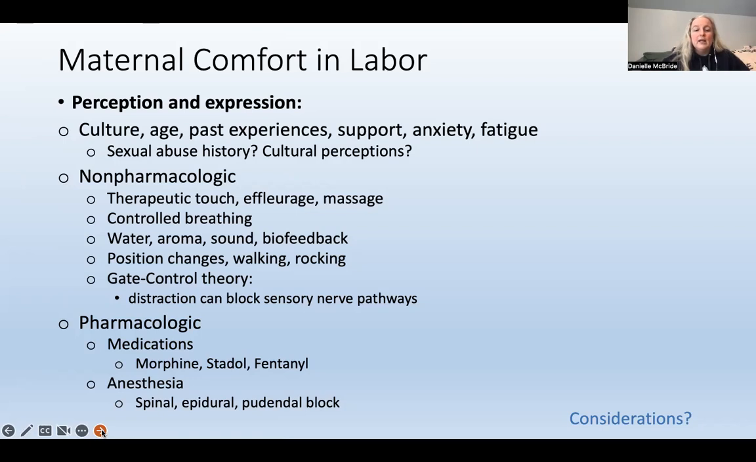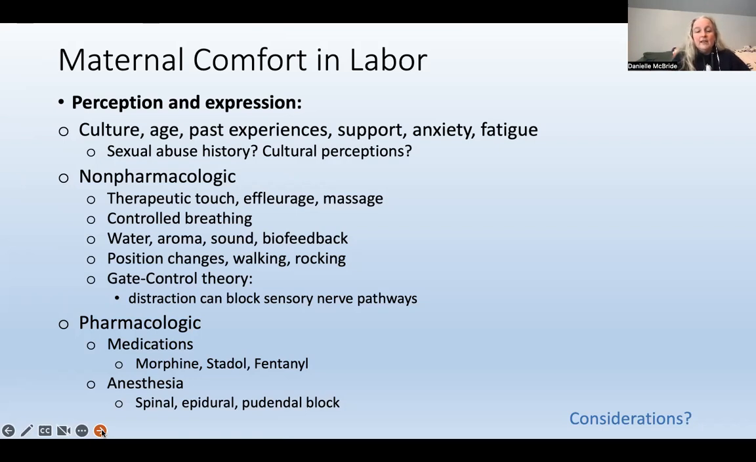Pharmacologic pain management, we can do things like IV pain medicines: morphine, Stadol, fentanyl. But again, we want to minimize those when we're in second stage or close to second stage, because we don't want to sedate the baby, and all of that's going to cross the placenta.